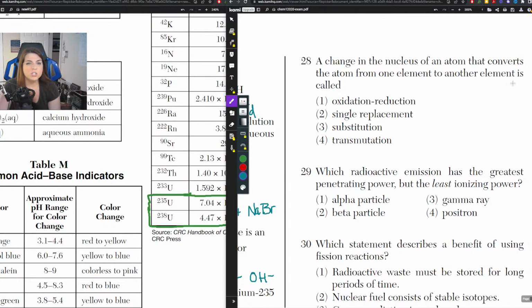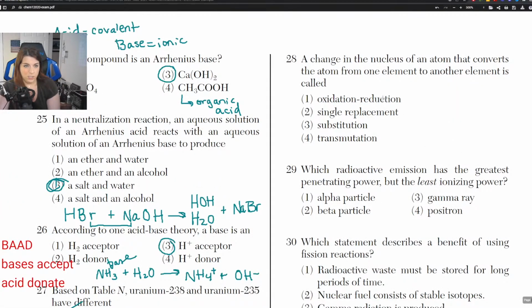28, a change in the nucleus of an atom that converts the atom from one element to another element is called... oxidation reduction. Is related to transfer of electrons. So that's not it. Single replacement is this general format where you're going to steal.